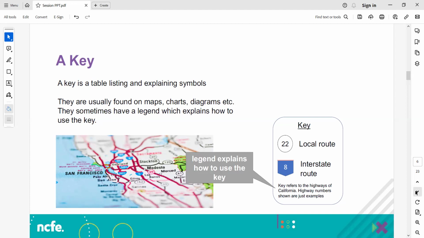So this is an American map, but on a British map, or a map of Britain, similar map, it might show you the motorway numbers. In the key, it would just give you an example number, but on the map, the motorways would all be different numbers. So that's just an example that most people would be familiar with, but you might also find keys on charts or diagrams. It just helps your understanding of a visual aid or shows you how to use it.